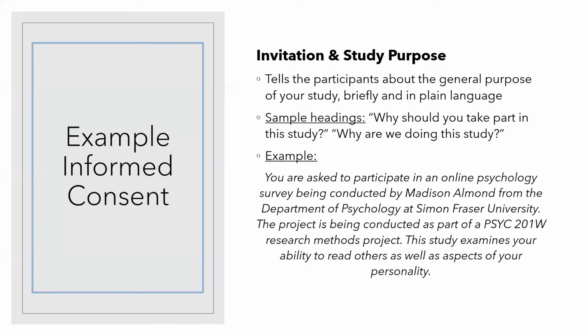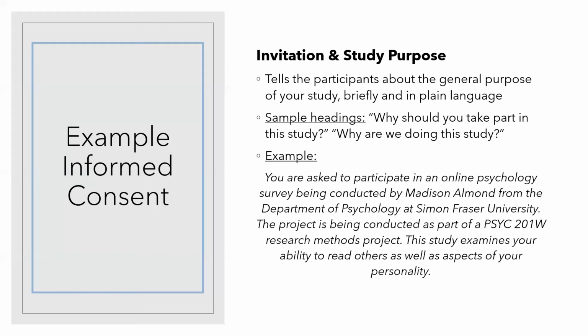Let's now go through the key sections of an informed consent form that you'll be expected to include in your own. All of these sections shouldn't be longer than 2 to 4 sentences, so this is an opportunity to be really clear and succinct. Start with the invitation and study purpose, which outlines the general purpose of your study very briefly and in plain language. This is not a restatement of your research question or hypothesis. This is much simpler than that. Possible headers that you could use for this section include, why should you take part in this study, or why are we doing this study?